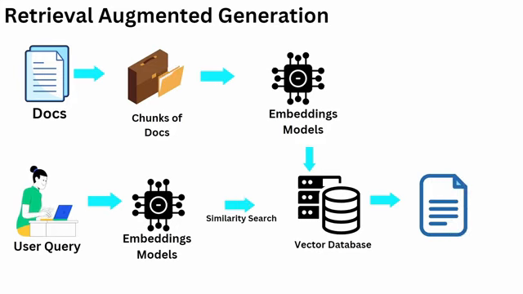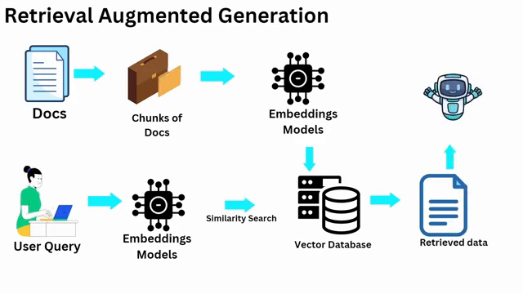That retrieved data will be passed to the large language model. The large language model will have both things, the user query and the retrieved data. Based on that, it will generate the final output. So that was the way to build retrieval augmented generation. That's how the whole architecture works. So let's move to the next part.